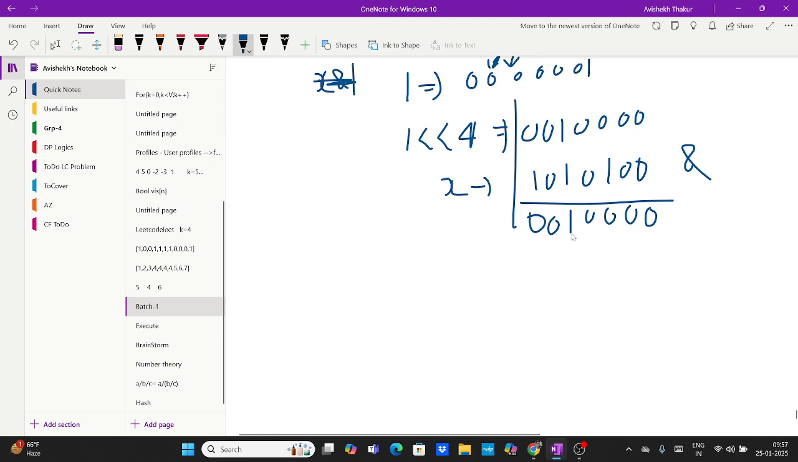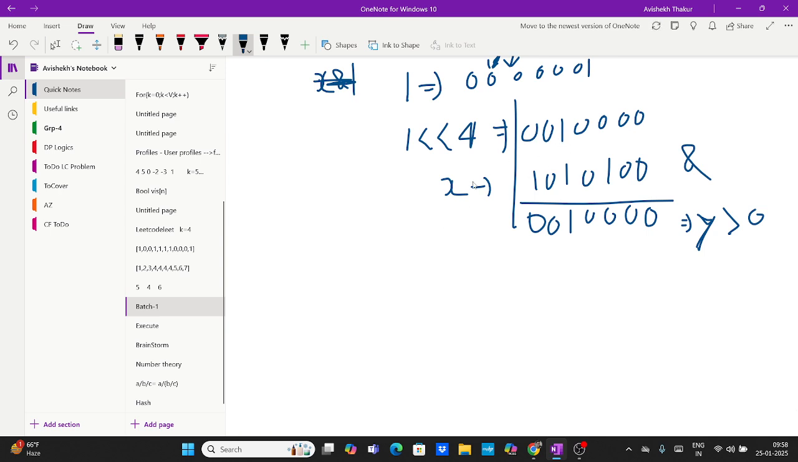After doing bitwise AND, we get a number y, correct? If y is greater than 0, that means your bit is set. That's the true form of this. Okay, guys, anything you want to ask on this?